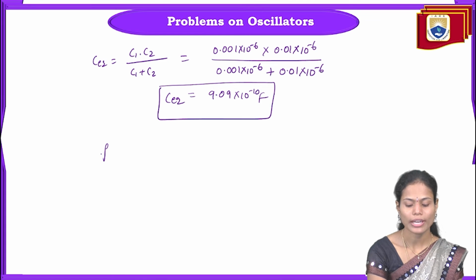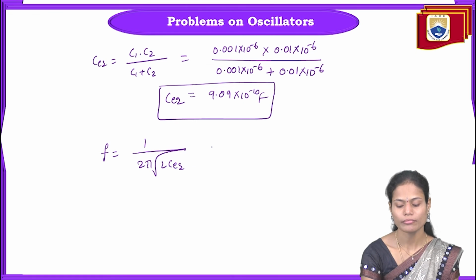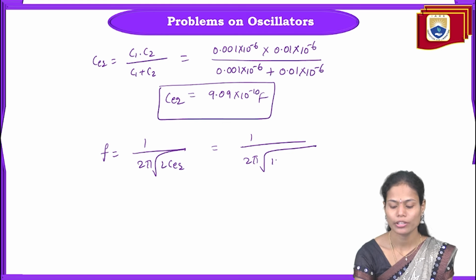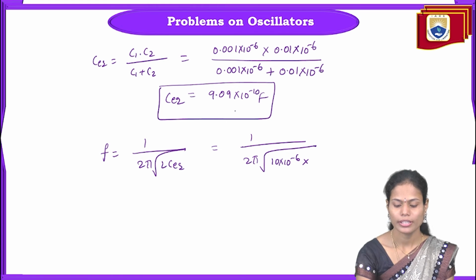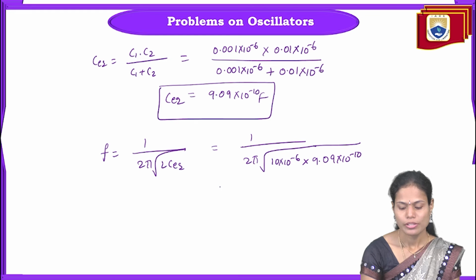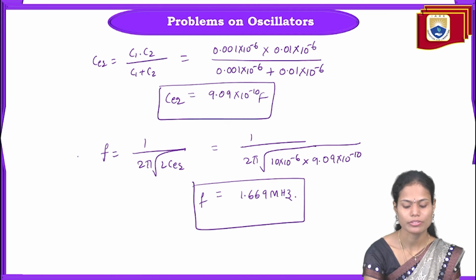So now I am going to calculate the frequency of oscillation, 1 by 2 pi under root of L C equivalent. That is 1 by 2 pi under root of the inductance value, 10 microhenries, and the equivalent value is 9.09 into 10 power minus 10 here. So this value is 1.669 megahertz. This is the frequency of oscillation. This is the first bit.